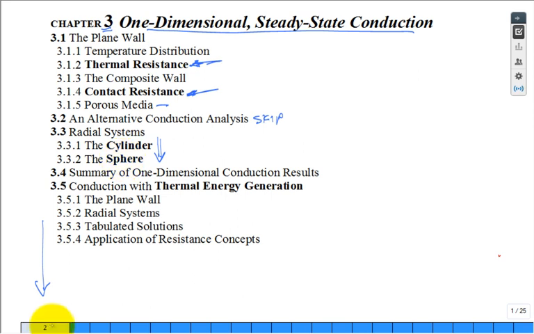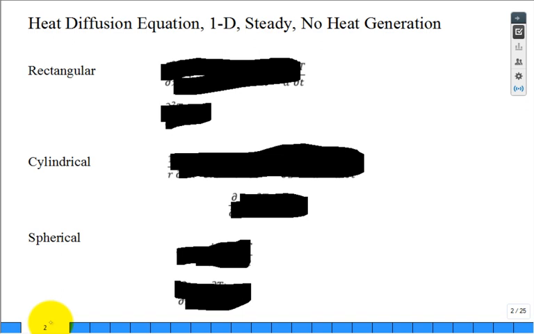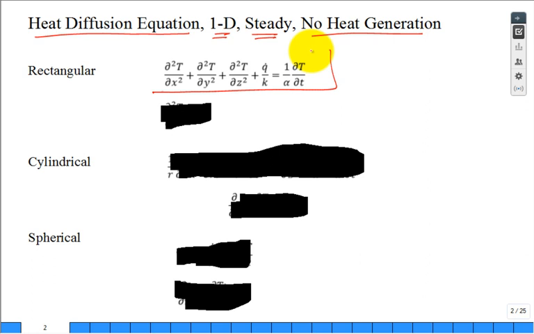Okay, let's press forward. As the chapter title describes, we're going to be solving the heat diffusion equation, one-dimensional, steady-state heat transfer with no heat generation. So what does our general heat equation look like in the rectangular coordinate system? Well, temperature is a function of x, y, and z, so that's the Laplacian. Those are the three components of the Laplacian of the temperature field. And then you have q dot, but you said q dot is equal to 0 when there's no heat generation, so that term goes away.